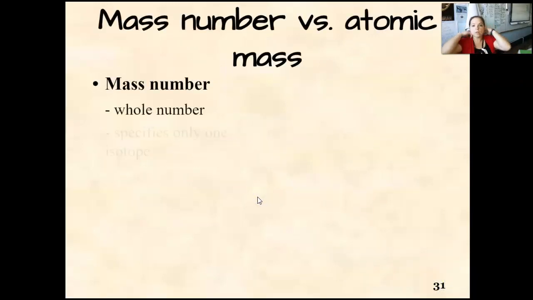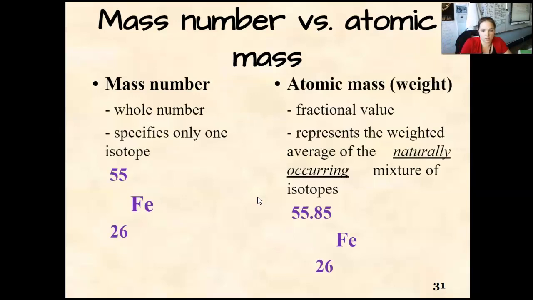All right, so mass number versus atomic mass. There is a difference. The mass number is the whole number, and it specifies only one isotope. So that 55, that's what it's talking about. But the atomic mass, or the weight, that's what you're seeing on your reference table. That is a fractional value, and it's represented by the weighted average of the naturally occurring mixture of isotopes. So you see this on your reference table.